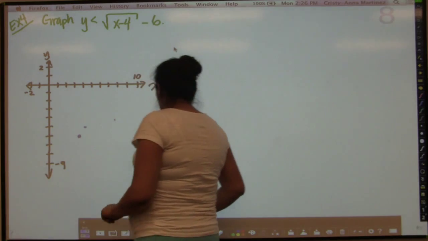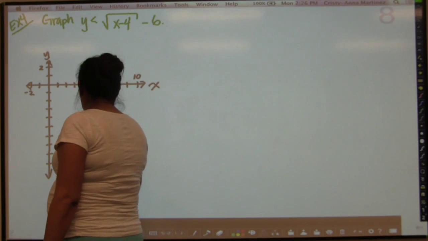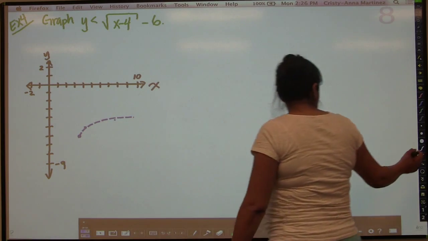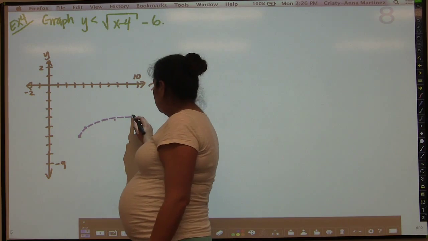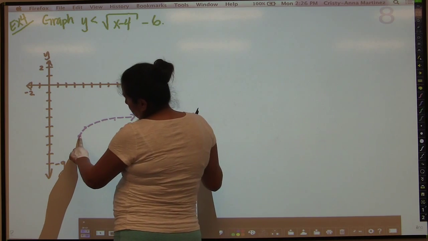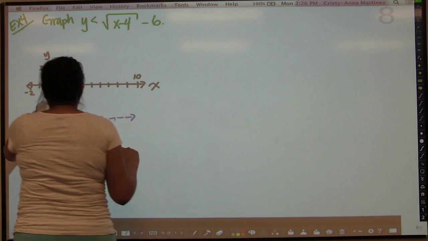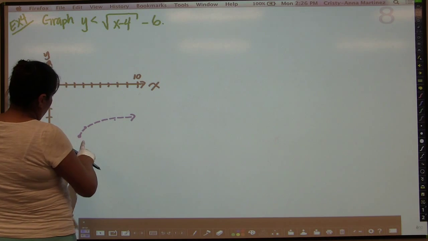Oops. We want to make that a dashed boundary because this is a less than, not a greater than. So basically what I'm doing here is that if this is my origin, 1, 2, 3, 4, I feel like my thing is shifted over. It should be over here.